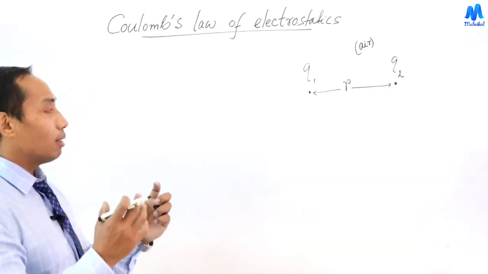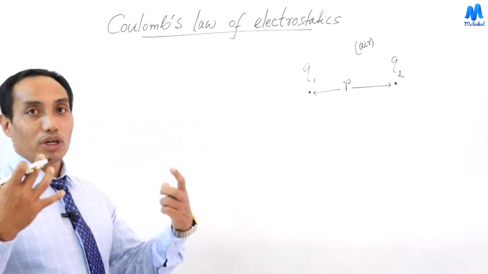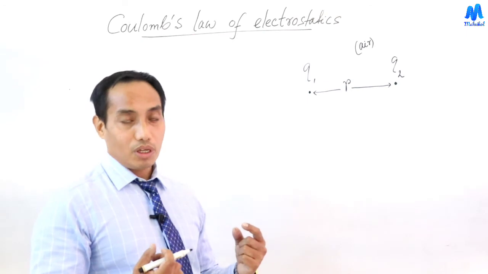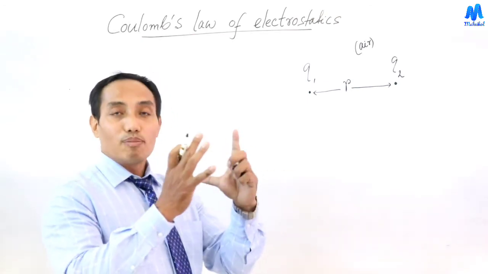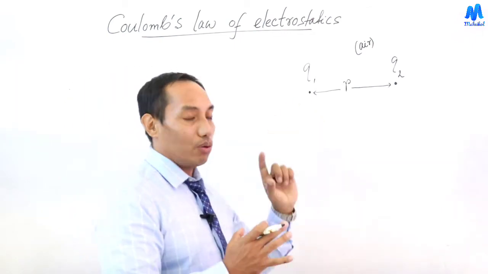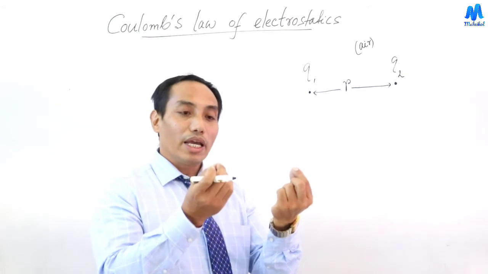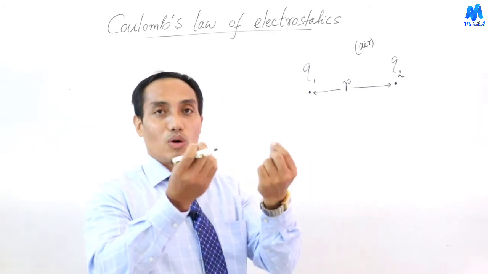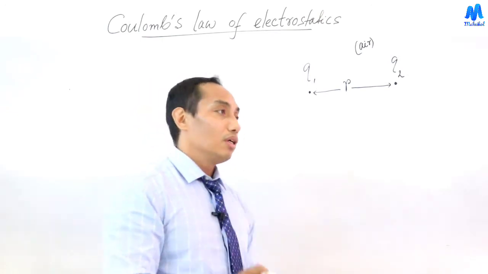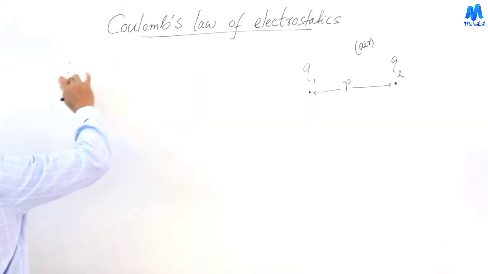If the charges are larger, the force is larger. And the force is inversely proportional to the distance: as the distance between the charges increases, the force decreases, as the square of the distance. This is Coulomb's law of electrostatics.